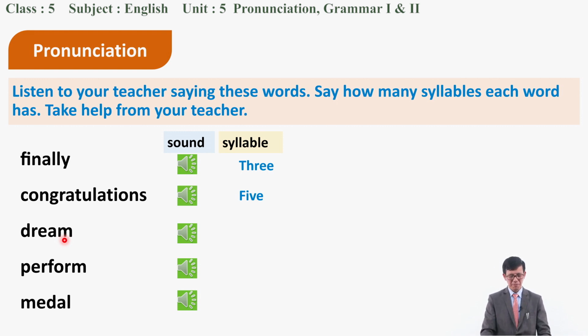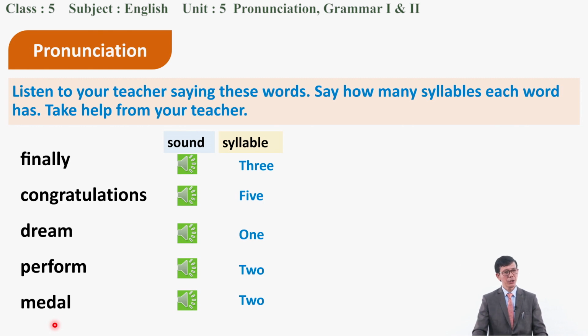Now, dream. How many syllables? Very good. One. Dream. Okay. Next, perform. Now, how many syllables? Good. Perform, two syllables. And medal. Come on. Yes, very good. Medal has two syllables.